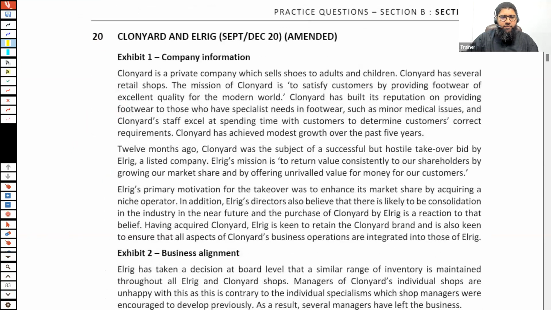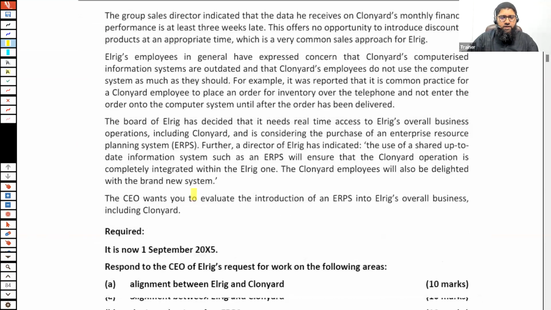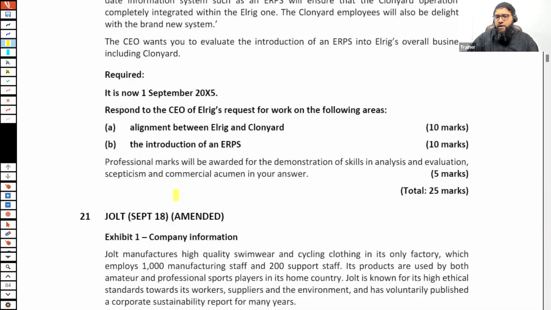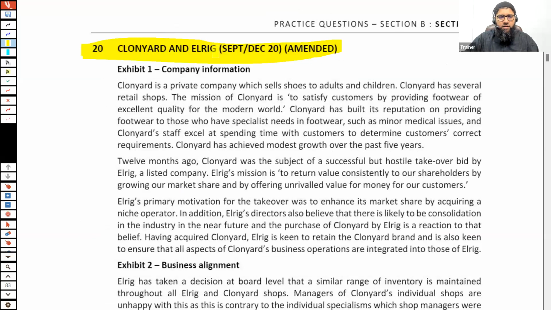The name of the question is Clone Yard and Elric. This is one of the past paper questions. What we would do is discuss the requirements of the question, try to attempt the question and see how things go about. So let's start taking this question in and discuss what exactly it is all about.